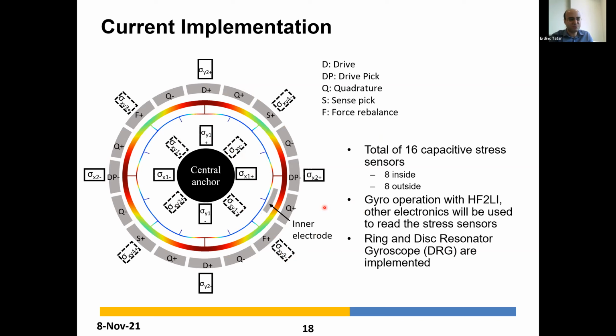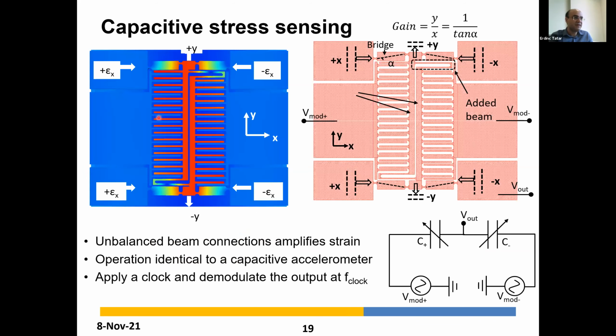So these are merged better. The stress sensors are evenly distributed inside the gyro, which we believe will lead to better stress correlation, and we will see if we can get that. So this is one type of device. This is a ring, but we can also make disks, which we are doing actually. And let me talk about the new stress sensor.